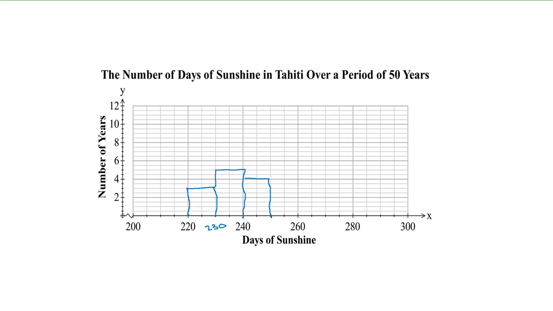Then between 250 and 260 there's 6. Of course you should use a ruler to keep it nice and straight. Then you should have 7. Then 10. And then 5. So this is a nice visual way to see where most of the data is grouped.